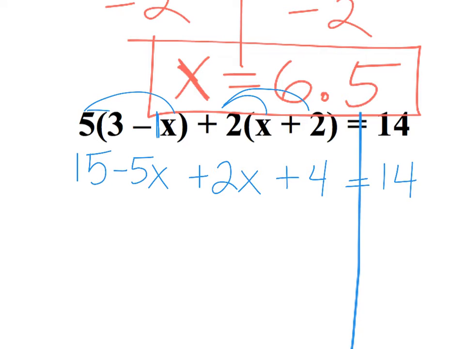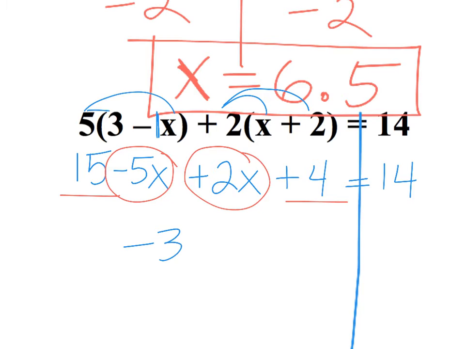Do we have like terms? Yes. Tell your partner, what are your 2 pairs of like terms? Aaliyah, please tell me 1 pair of like terms. Negative 5x and 2x. Wonderful. Positive 2x. And Kirsten, what's the other pair of like terms? 15 and 4. Okay. Combine these up. We get negative 3x plus 19 is equal to 14.